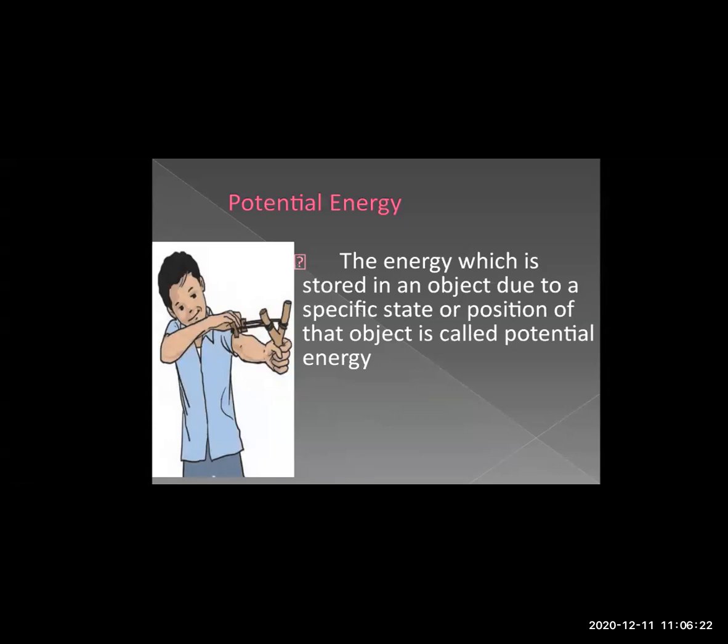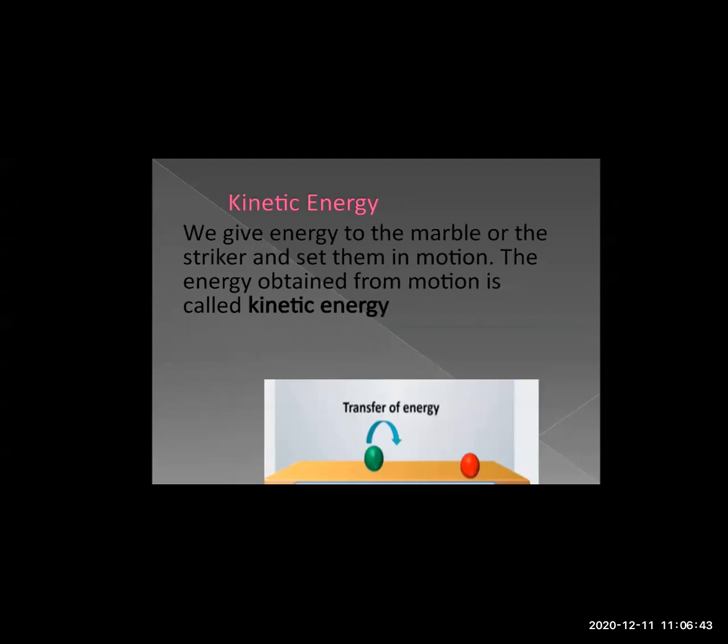Okay, understood, students? The energy which is stored in the object. In the object the energy is stored, but you are putting some force and applying that energy on the object, that is called potential energy. Okay, then the second is kinetic energy.